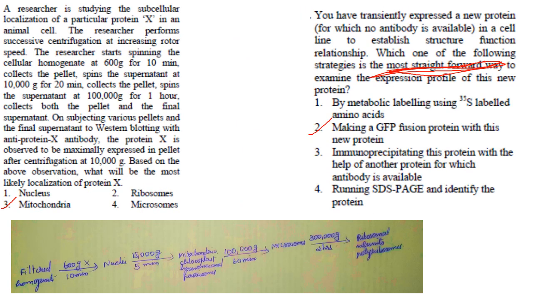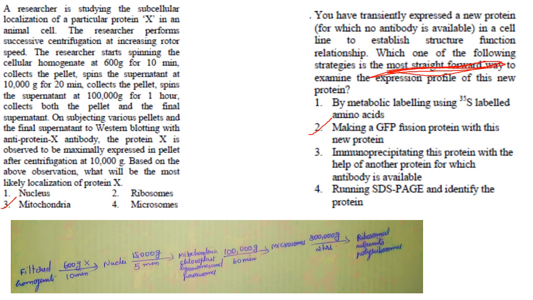Then next one. A researcher is studying the subcellular localization of a particular protein X in an animal cell. So he wants to know where this particular protein X is going to be located in the animal cell. The researcher performs successive centrifugation at increasing rotor speed.